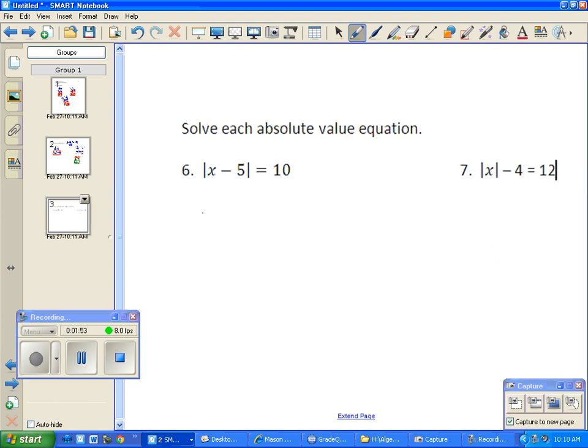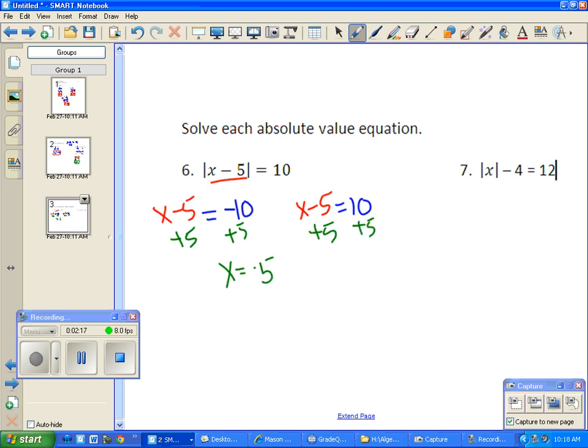The last section for this unit is absolute values. And when you've got an absolute value by itself, you just need to split it up, because remember, there are two numbers that have an absolute value of 10. So those two numbers are 10 and negative 10. Take whatever's inside the absolute value, x minus 5, and set it equal to 10 or negative 10. Then you solve these one-step equations by adding 5 to both sides, and you get x equals 15 or x equals negative 5.